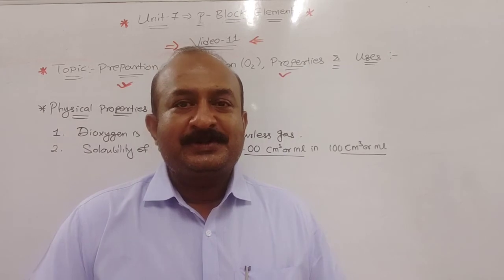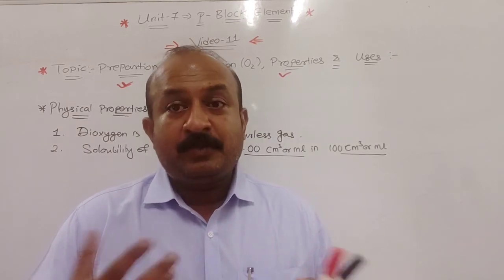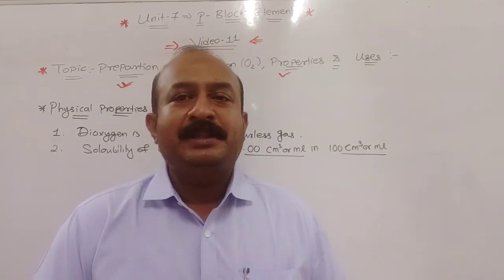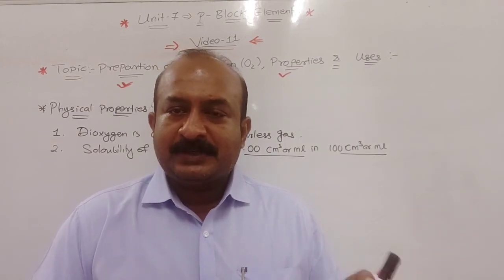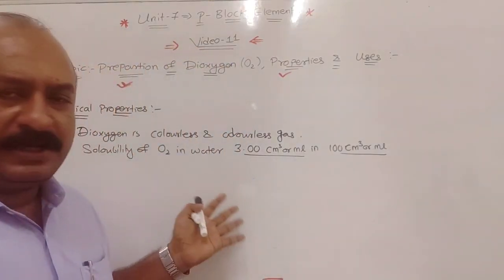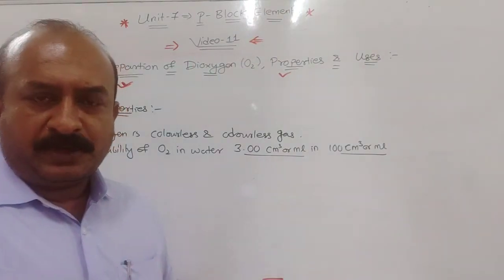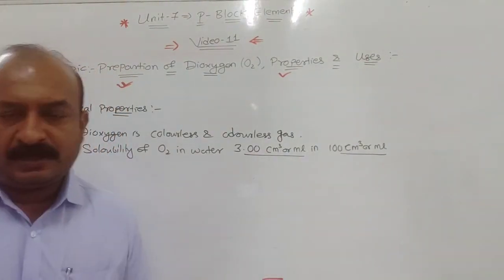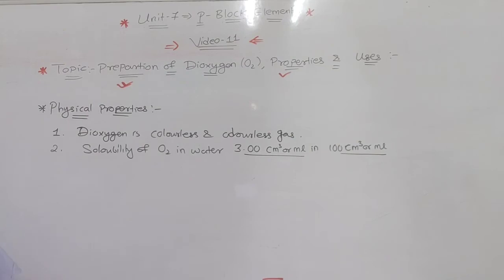So we would also have to breathe through water. If more solubility were there, less oxygen would be there in air. So it is good that its solubility is less, but that is enough for aquatic animals and plants to survive. So this is the solubility of dioxygen in water.